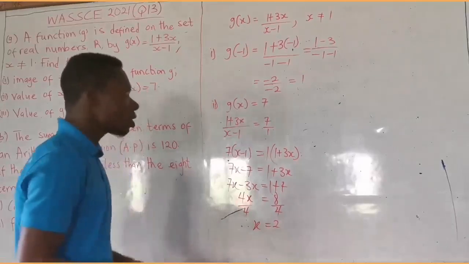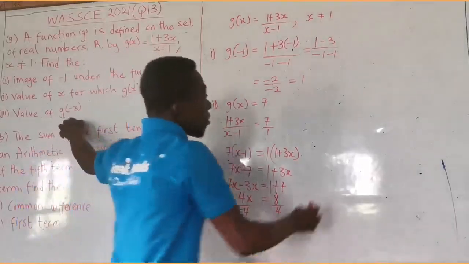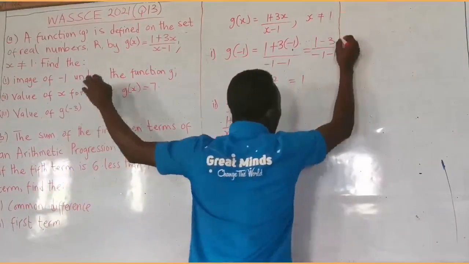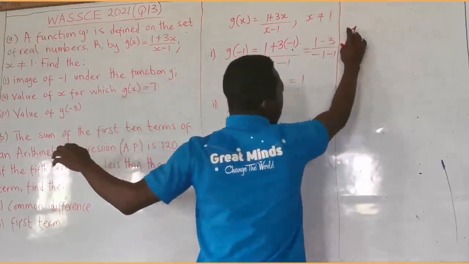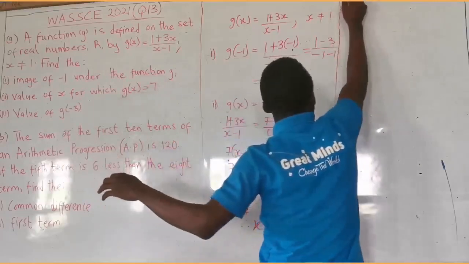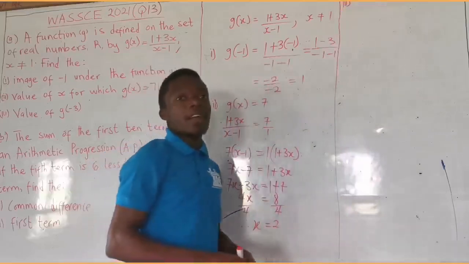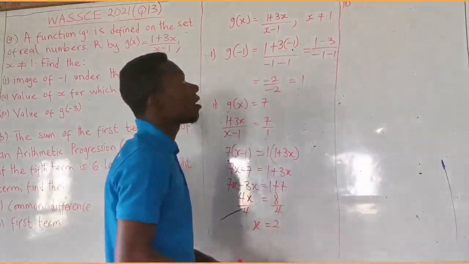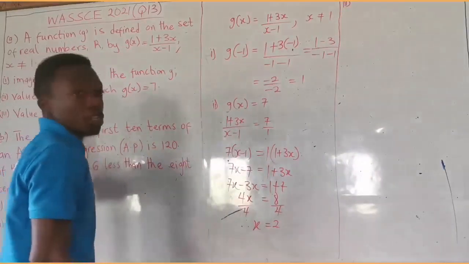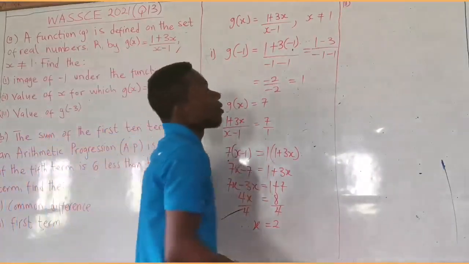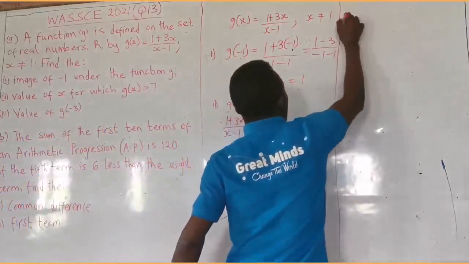Right. So let's find the value of g of negative 3. Let's bring it here. Let's have it here. We have to find the value of g of negative 3. So let's see. Let me bring it down.